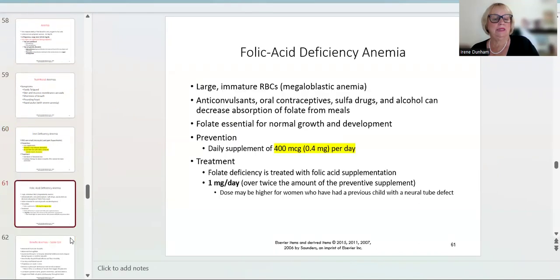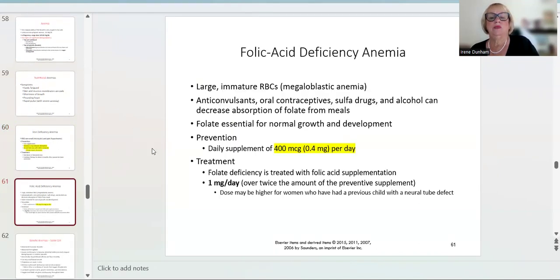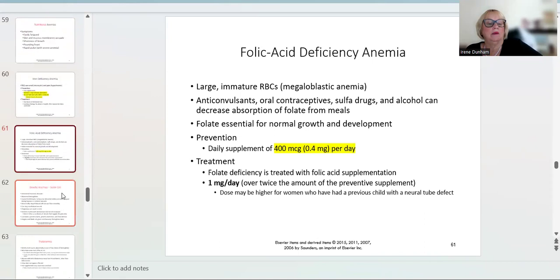Okay. All righty. Let's go on here. This goes over folic acid deficiency anemia. Not good. Remember, we want to prevent this. So a daily supplement of folic acid would help. Okay. Folic acid is essential, guys, for normal growth and development. So do I need this? You certainly do. Does she need a folic acid supplement? She does. So there you go.